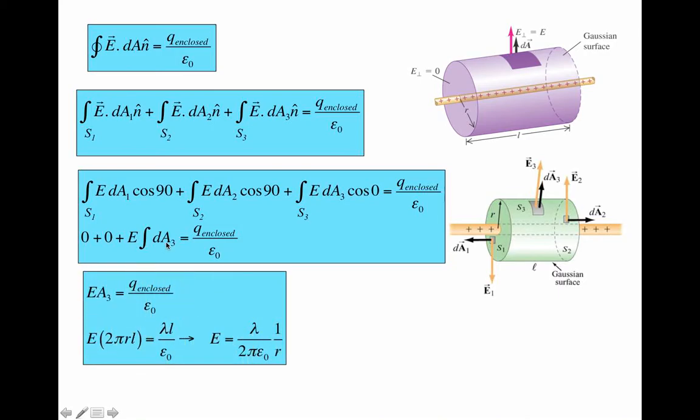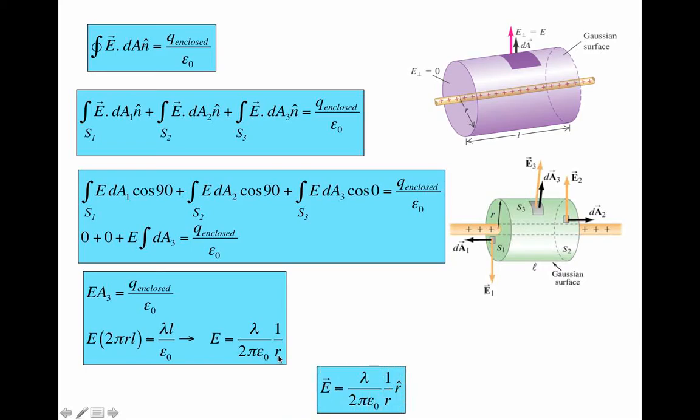The next step is simple because the area is constant. The area is the area of this curved region, where the length of the curved region is 2 pi r, which is the circumference, and the height in this case is L. So the area is 2 pi r multiplied by L, and the enclosed charge is simply lambda times L. If I do that, then the electric field is equal to lambda divided by 2 pi epsilon naught times 1 over r.